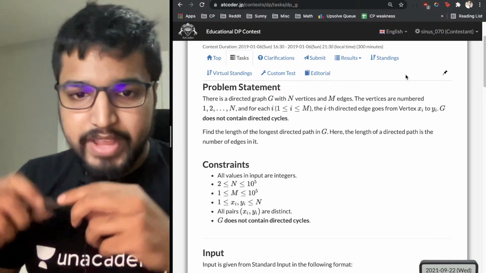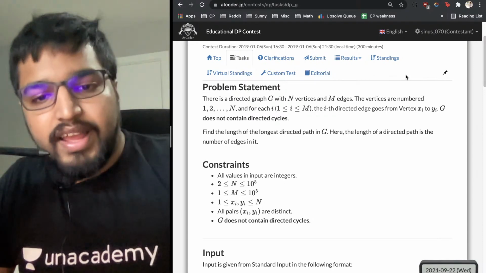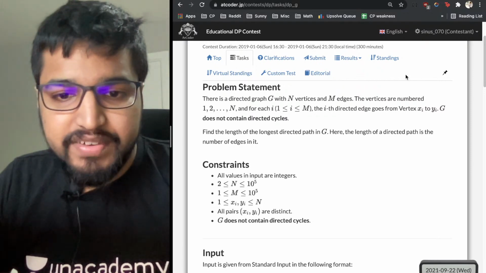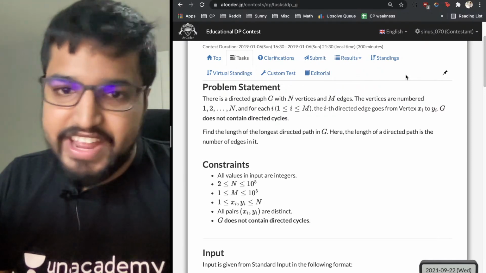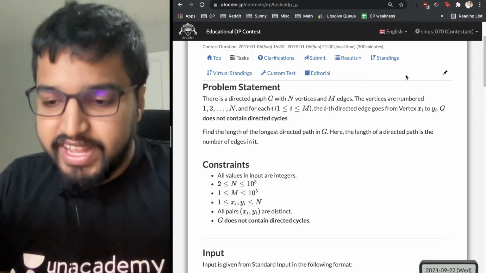Awesome. The constraints are n is up to 10 power 5, m is up to 10 power 5. And what do we have here? xi and yi, the edges. All pairs xi and yi are distinct, and it does not contain any directed cycles. It can contain cycles, but they're just not directed. That's it.